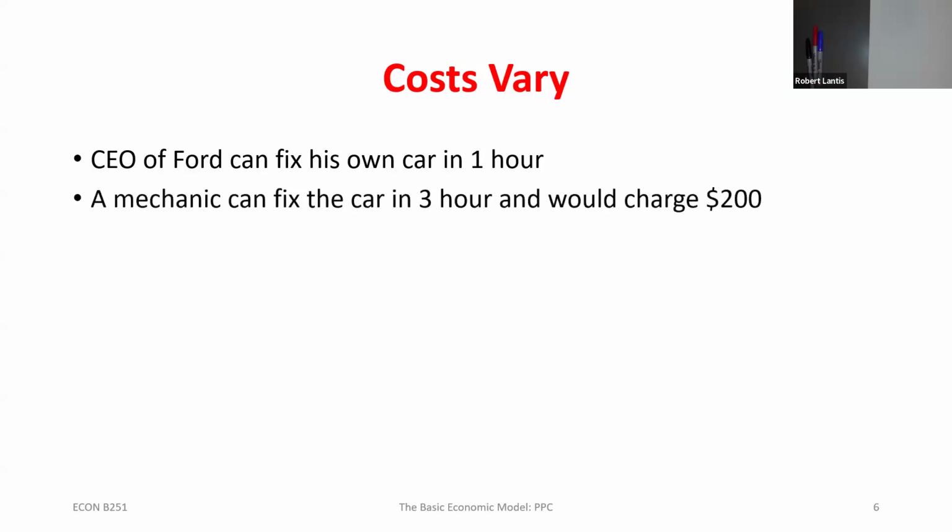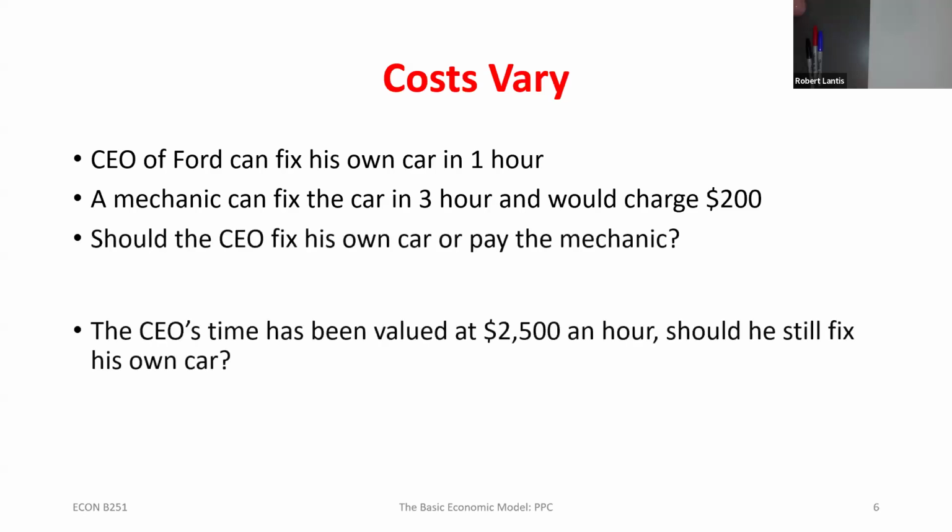So we'll start out with this example where I've got the CEO of Ford, and if they wanted to fix their own car, they could do it in an hour. Somehow they have a background, they're really good at fixing cars. There's a mechanic, and it would cost them 3 hours, and they could charge $200 an hour. So why would the CEO not choose who can fix this car quicker? Why are they likely to rely on the mechanic? If they fix the car themselves, they're going to have to give up an hour, but that hour is extremely valuable. I think I used this example last class, right?